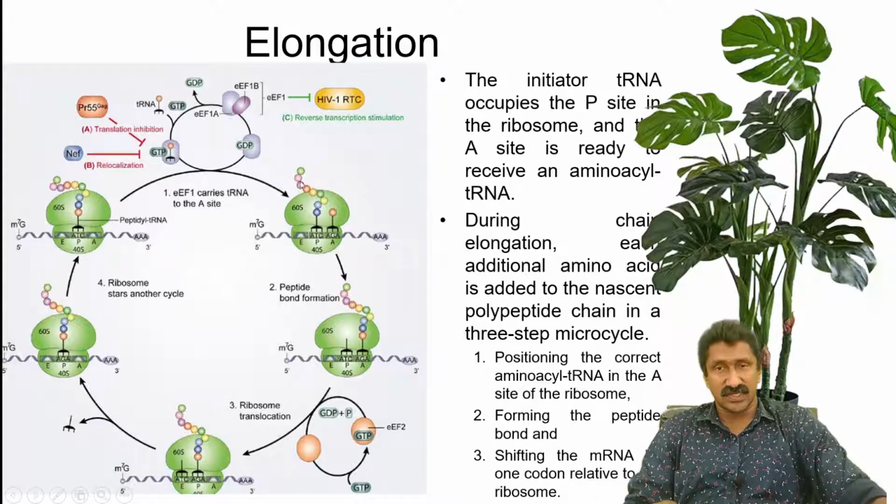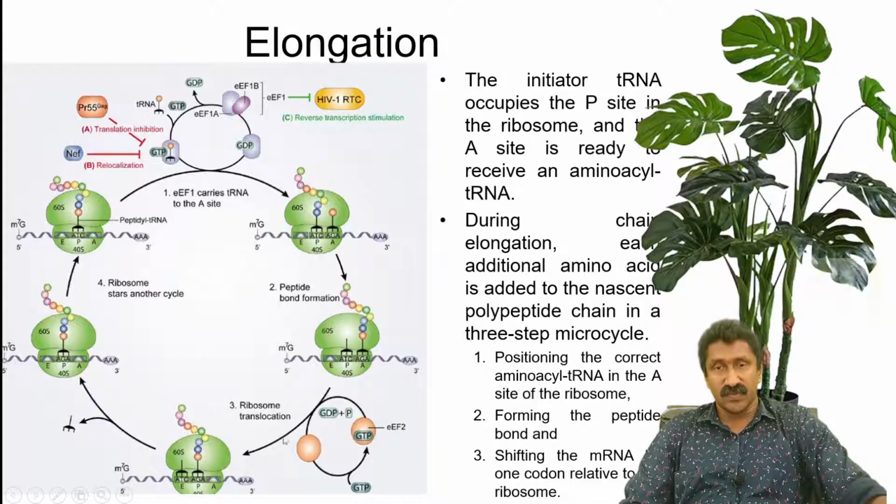The first stage is the introduction of the new, incoming amino acid to the A site. Then there is peptide bond formation between these two, and the peptide bond is transferred to the tRNA in the A site. So that is the peptidyl transferase reaction. Once the peptide bond is transferred, the translocation occurs, and as we mentioned, EF2, eukaryotic elongation factor 2 with GTP, aids in the translocation process.